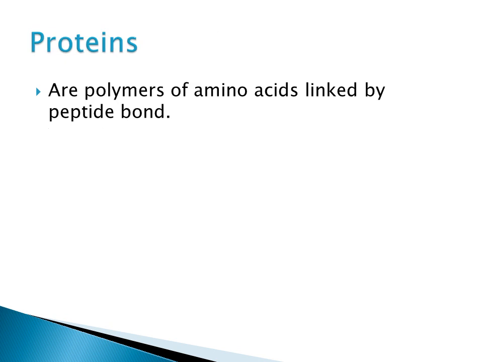What are proteins? Proteins are polymers of amino acids linked by peptide bonds. So we say if the number of amino acids is more than 50, it is known as protein. So the protein is a large molecule containing amino acids linked together by peptide bonds.